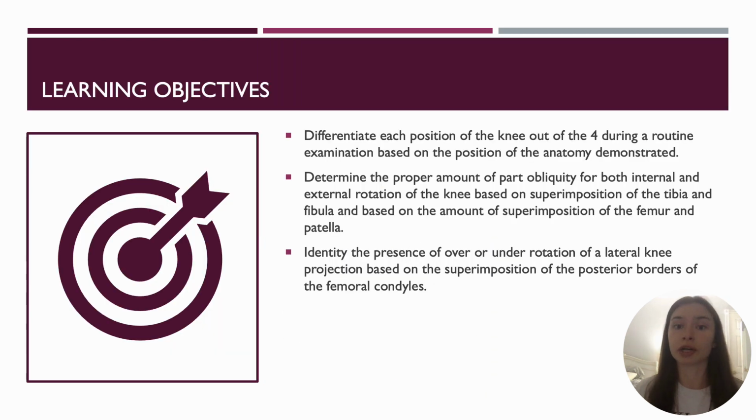So I have three learning objectives for my presentation. First, we're going to differentiate each position of the knee out of the four during a routine exam based on the position of the anatomy demonstrated. Next, we're going to determine the proper amount of part obliquity for both internal and external rotations of the knee based on superimposition of the tibia and fibula and based on superimposition of the femur and the patella. And then lastly, we're going to identify the presence of over or under rotation of a lateral knee projection based on the superimposition of the posterior borders of the femoral condyles.